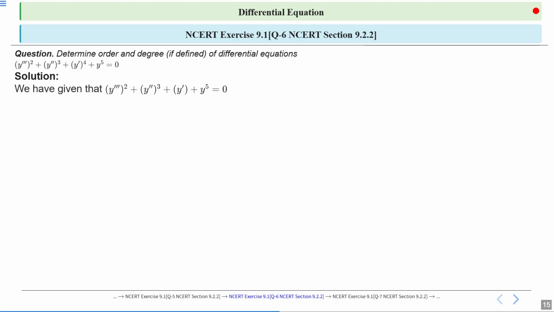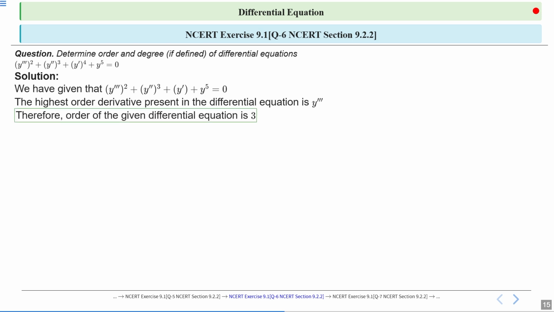So the given differential equation is (y''')², that is (d³y/dx³)², plus (d²y/dx²)³ plus dy/dx plus y⁵ equal to 0. Now here the highest order derivative present in the differential equation is y''', that is d³y/dx³. So its order is 3. So the order of the given differential equation is 3.